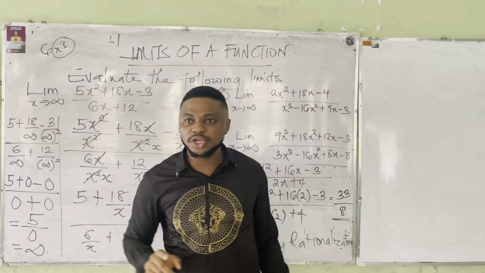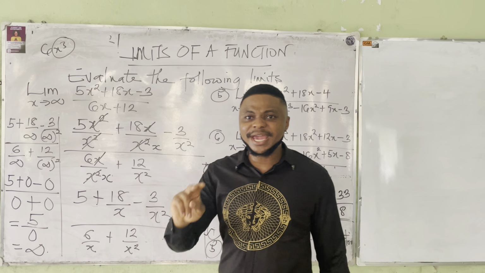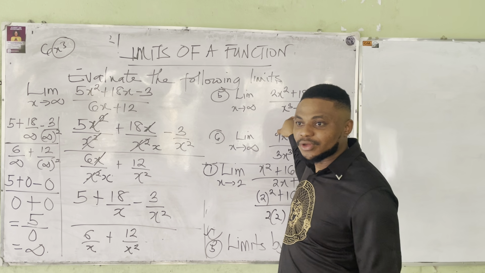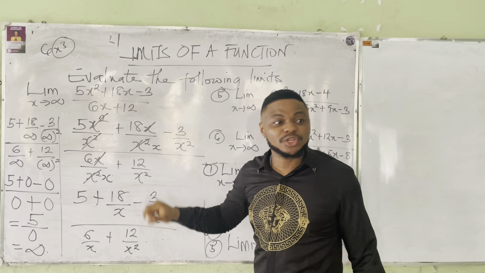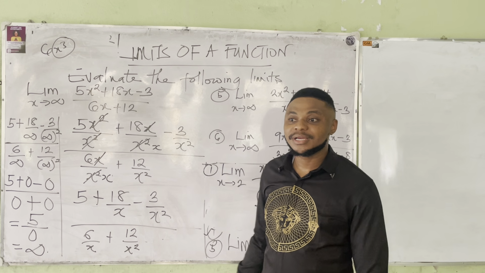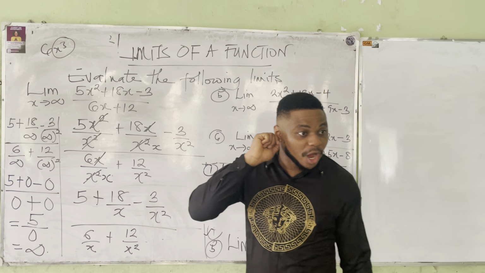Now that's the number 1 shortcut, number 1 case. Number 2 case: whenever the highest power of x is at the denominator, your answer will be 0. Your answer will be 0.